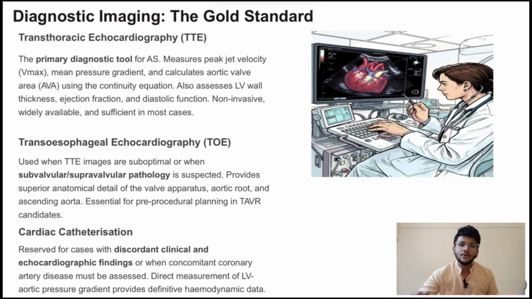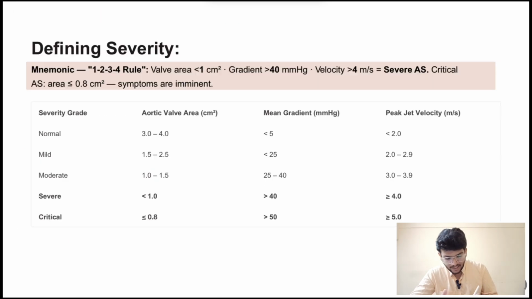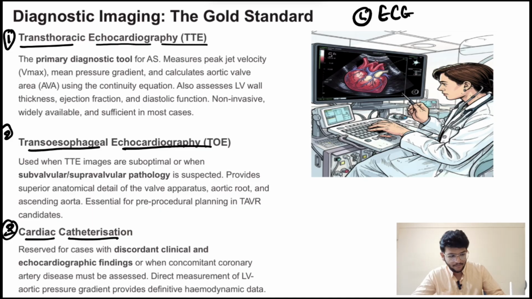Now let us see the diagnostic imaging for aortic stenosis. We will just enumerate the gold standard ones. The first one is transthoracic echocardiography. The second one is transesophageal echocardiography, and the third one is cardiac catheterization. Others like ECG and chest X-ray can be done.